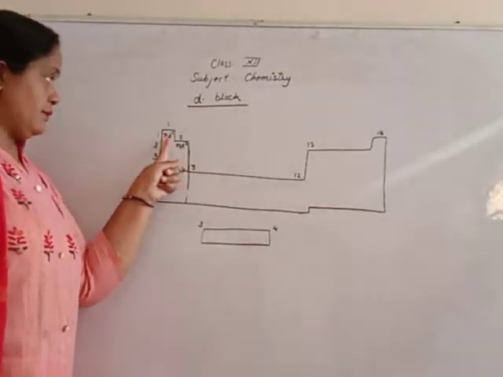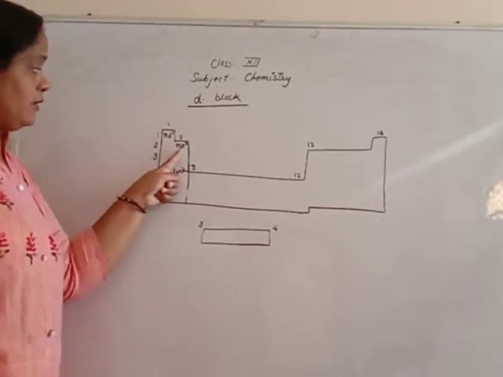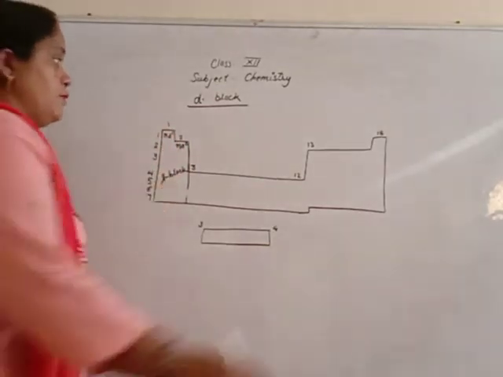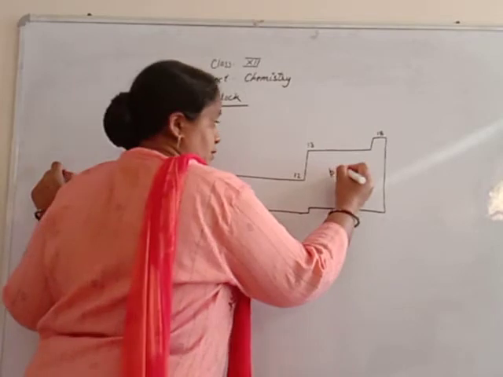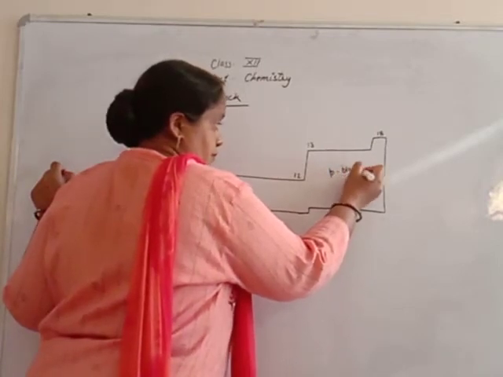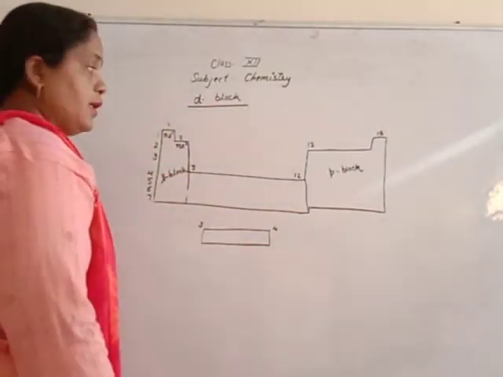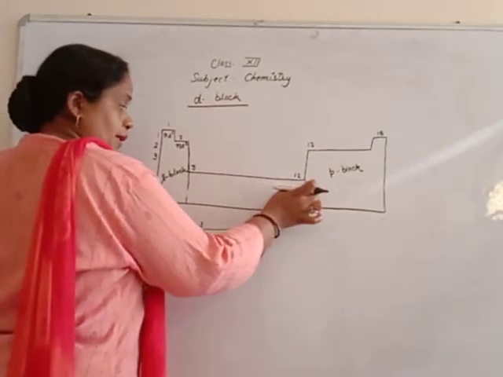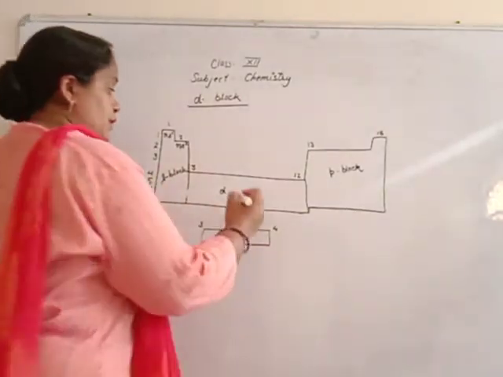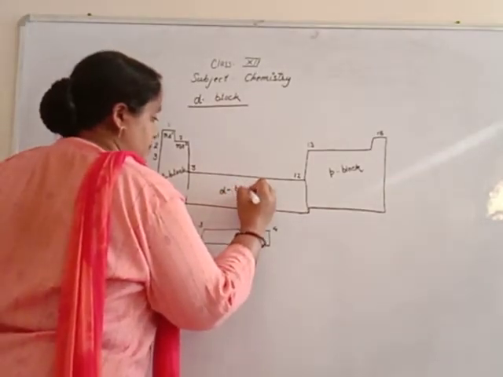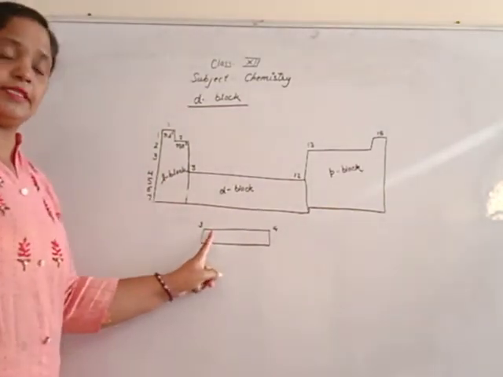Beta, in case of group 1 and group 2, the last electron enters in S orbital, so it is known as S block. From 13 to 18, the last electron enters in P orbital, so these are known as P block elements. This one is P block. And in 3 to 12, the last electron enters in D orbital, so it is known as D block element. And here only 28 elements are present.